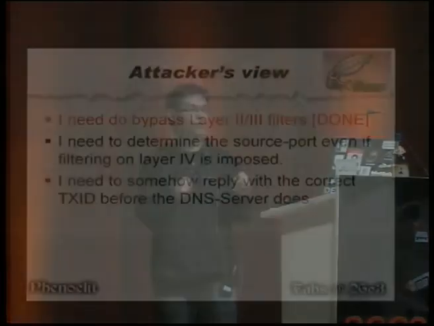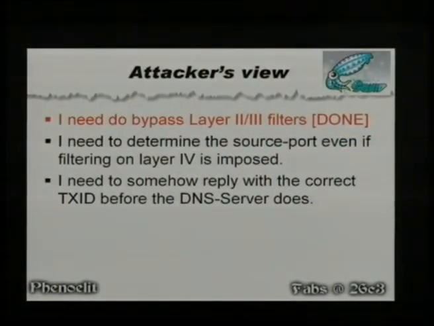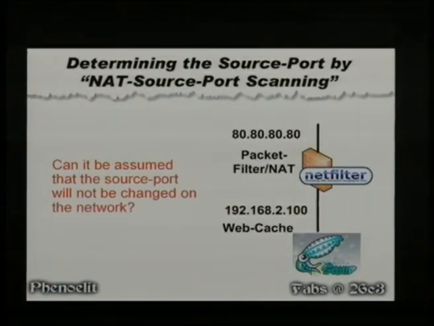So for the attacker, it looks like this. We need to bypass layer 1 and 2, layer 2 and 3 filters. Done with the Ethernet exploit. Now, we need to determine the source port, even if we can scan for it. And that's what we're going to do now. So to do this, we break the NAT.